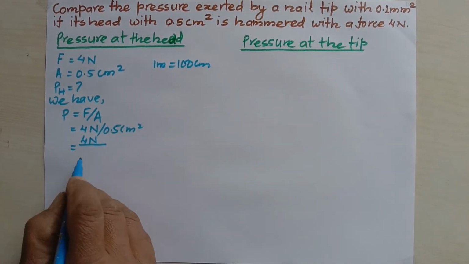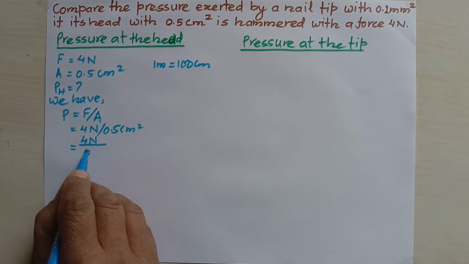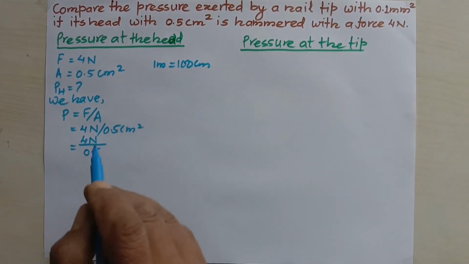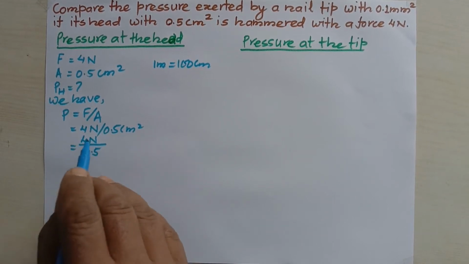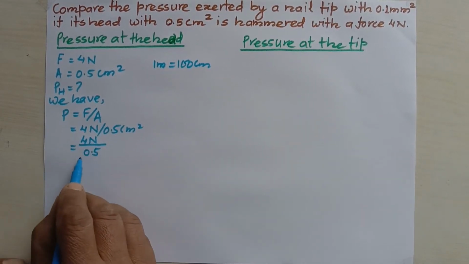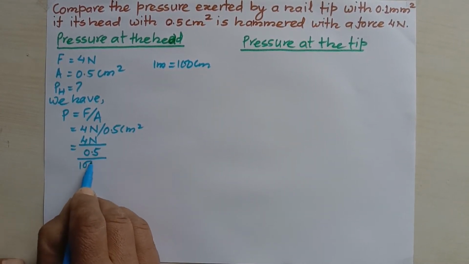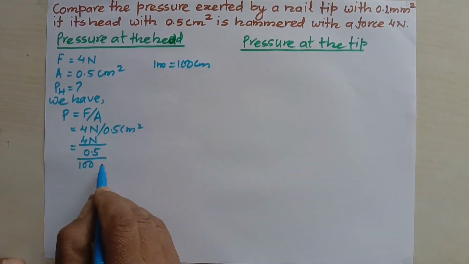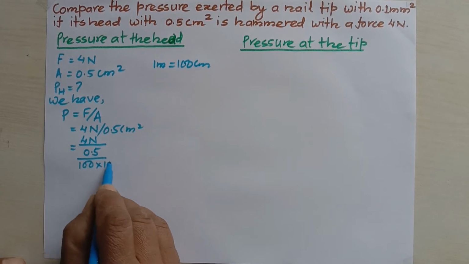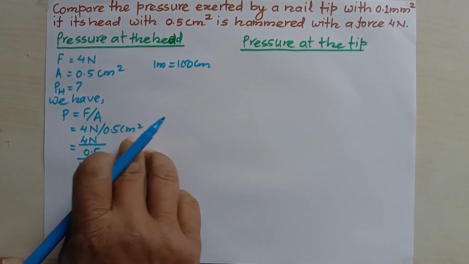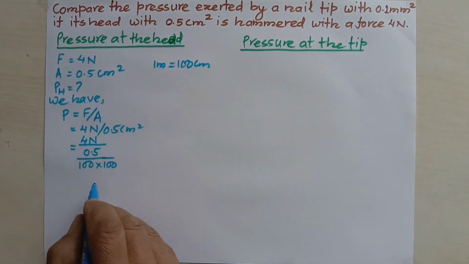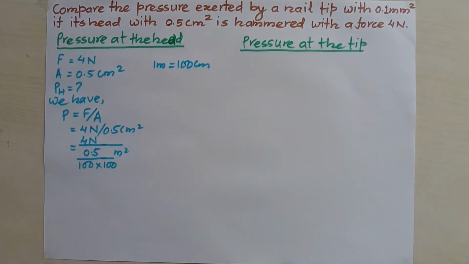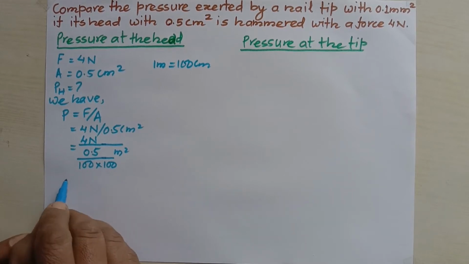That's why we have to divide this 0.5 by 100. But not only once, we have to divide twice. Why? When we divide it by 100, then one of the centimeters converts to meter. And again, if we divide by another 100, then the second centimeter also converts to meter. Then we will be able to write here meter square. This is the conversion. Okay, let's continue.